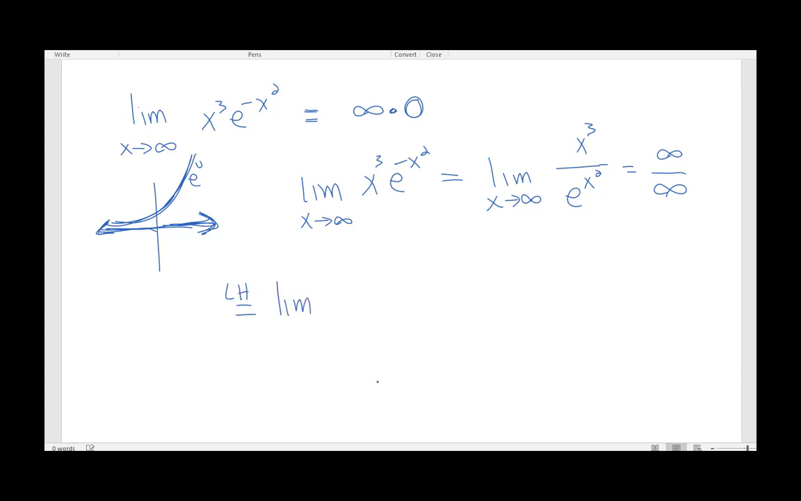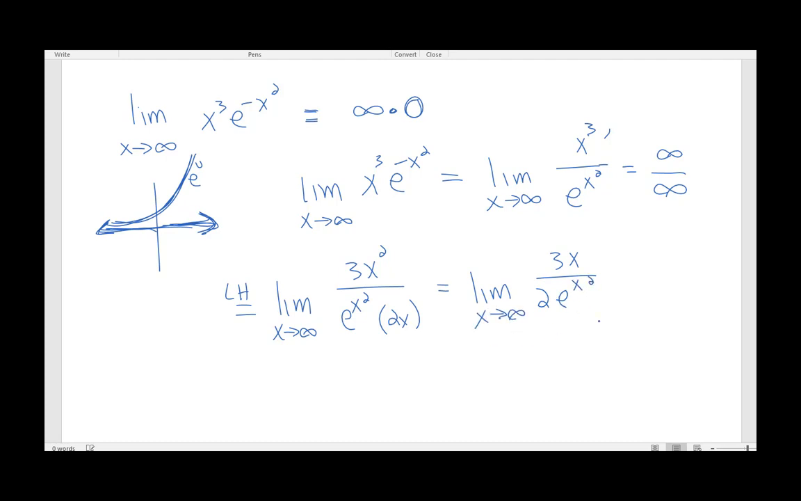So, what's the derivative of x cubed? That is 3x squared. What's the derivative of e to the x squared? Well, it's e to the x squared times the derivative of x squared, which is 2x. Now again, before I do anything else, I'm going to do some algebraic cleanup. So, a little bit of algebraic cleanup here. The x and the x squared reduce to be just an x in the numerator.